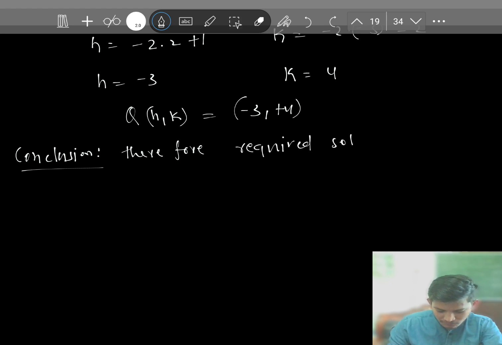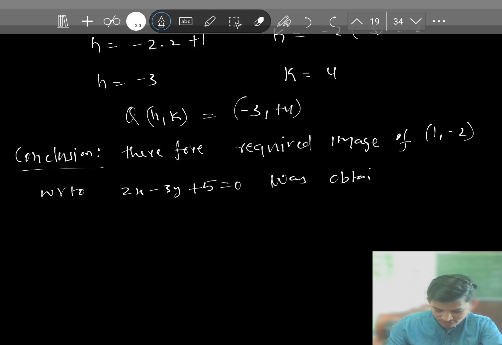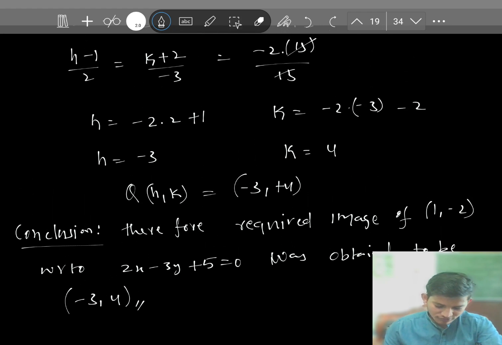Therefore, the required image of 1 comma minus 2 with respect to 2x minus 3y plus 5 equals 0 was obtained to be minus 3 comma 4. So this is the conclusion what you're supposed to write. So this is all about the derivation of the image of a point with respect to the straight line.